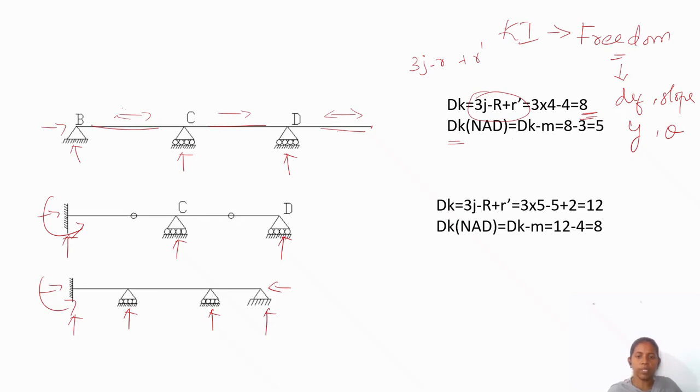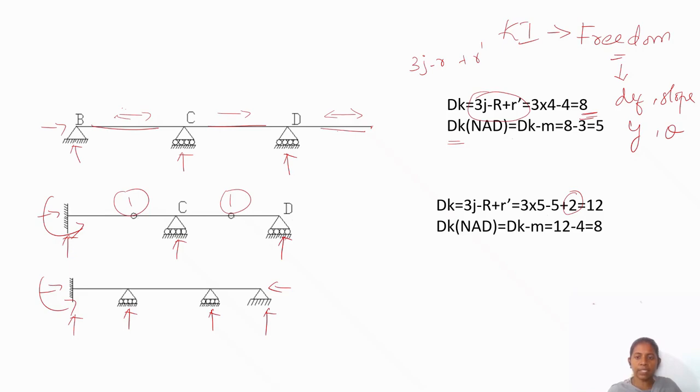Here next problem, 3j minus r plus r dash. So 1, 2, 3, 4, 5. You consider the internal hinge also as a joint in kinematic indeterminacy, because it is a point where the degrees of freedom can be considered. So 3 into 5 minus the reactions, 3, 4, 5 reactions, plus 2 releases are possible, because one hinge connected with these 2 members will have one release, here one release. So the releases are to be added in kinematic indeterminacy, whereas the releases are to be deducted in the static indeterminacy. So totally 12 kinematic indeterminacy.